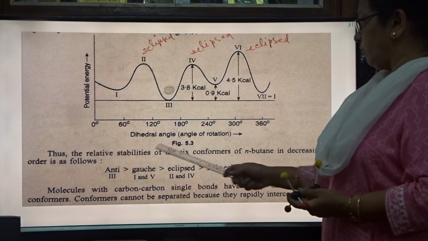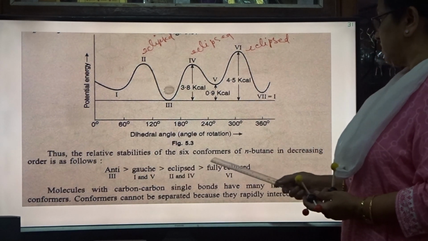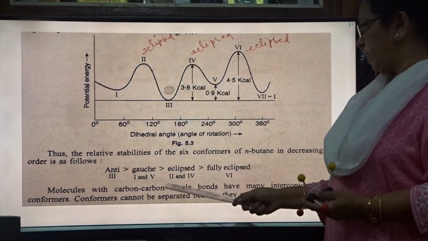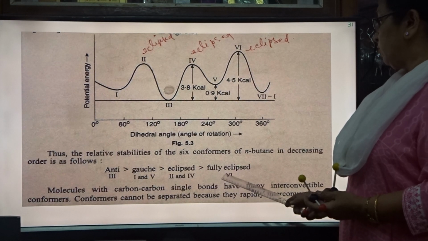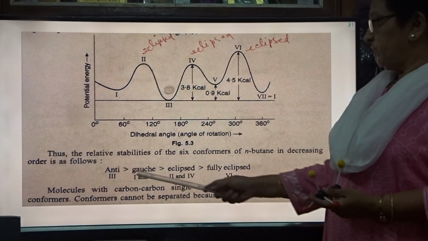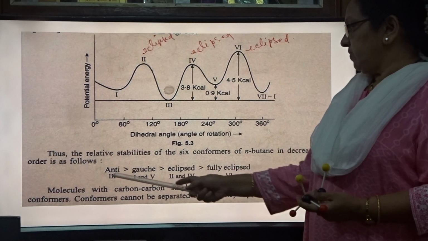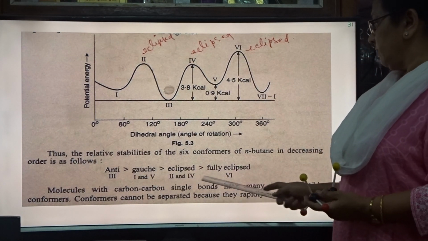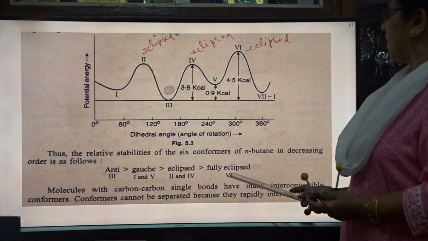With the dihedral angle of rotation, the relative stability of the six conformers decreases: first the third one, then 1 and 5, then 2 and 4, and then the fully eclipsed sixth one. So this is the anti, then gauche, then more stable, then stability goes on increasing. Fully eclipsed, this one.